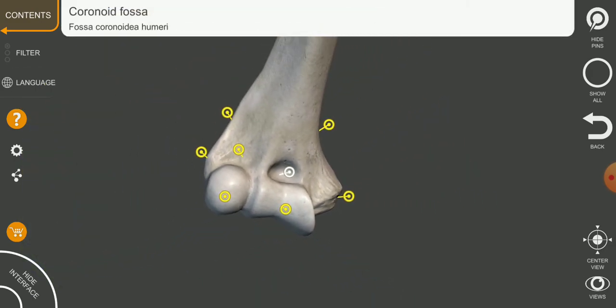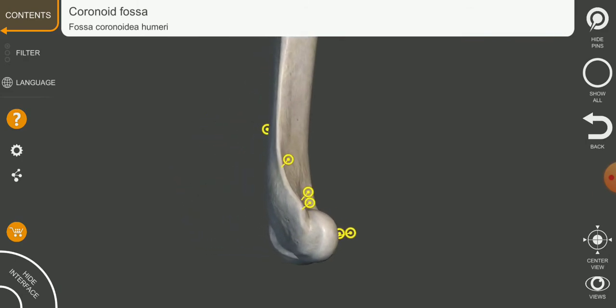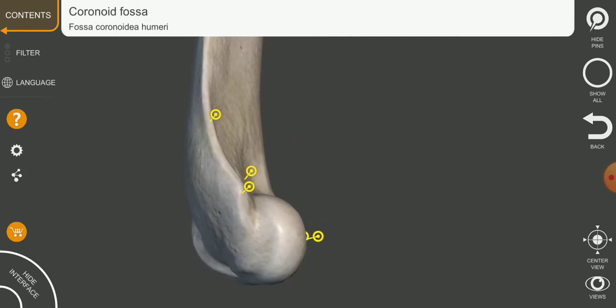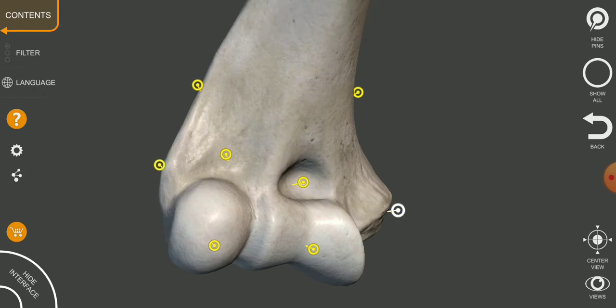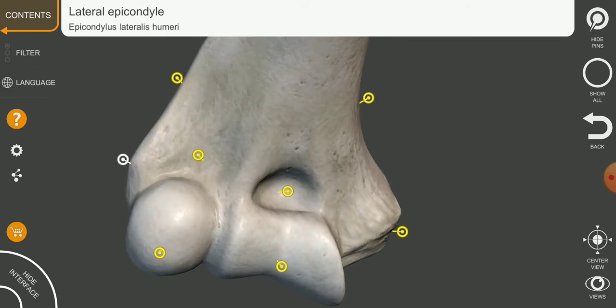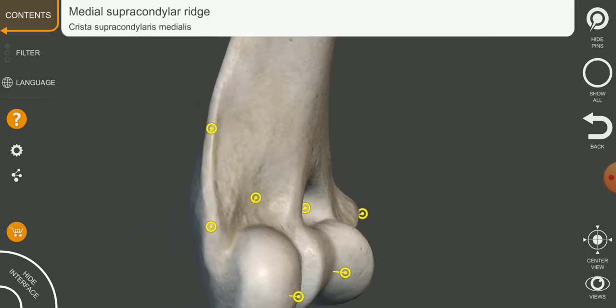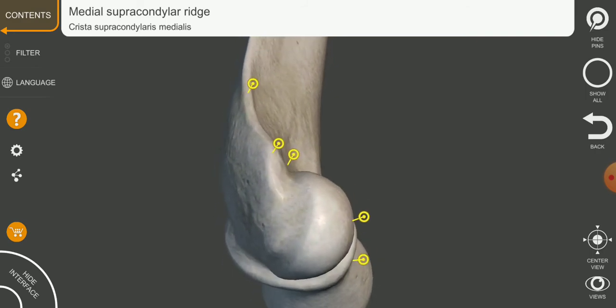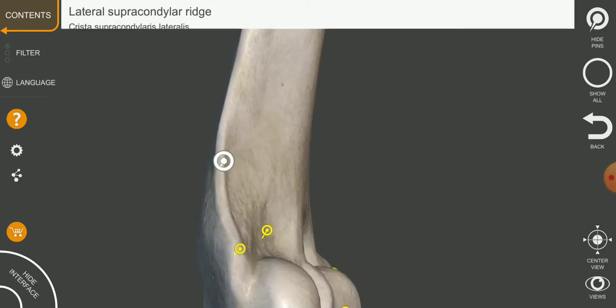Now this is the inferior view, and the lateral view, rotated a little bit to the lateral side. We have a tubercle-like structure, and that is the lateral epicondyle. So on the medial side we have the medial epicondyle, and on the lateral side we have the lateral epicondyle. Above the medial epicondyle we have the supracondylar ridge, and on this side again we have a ridge. The sharp area going up is called the lateral supracondylar ridge.